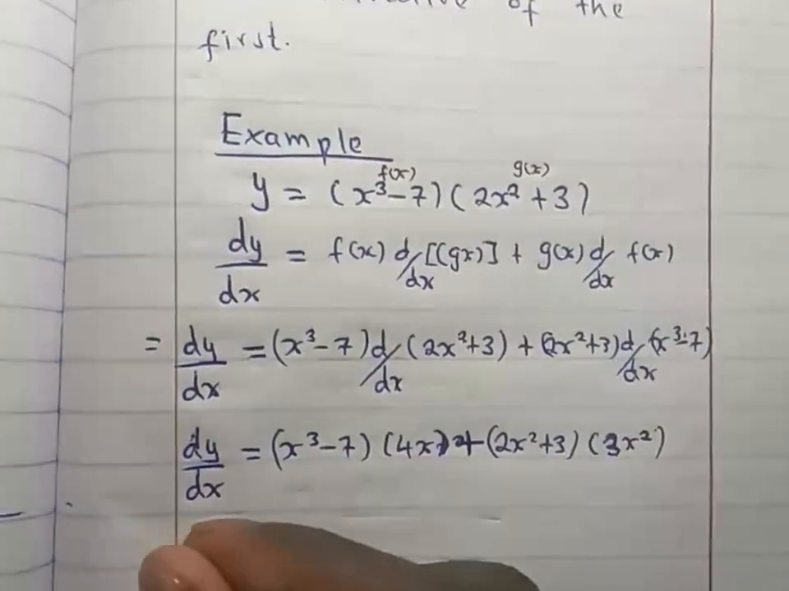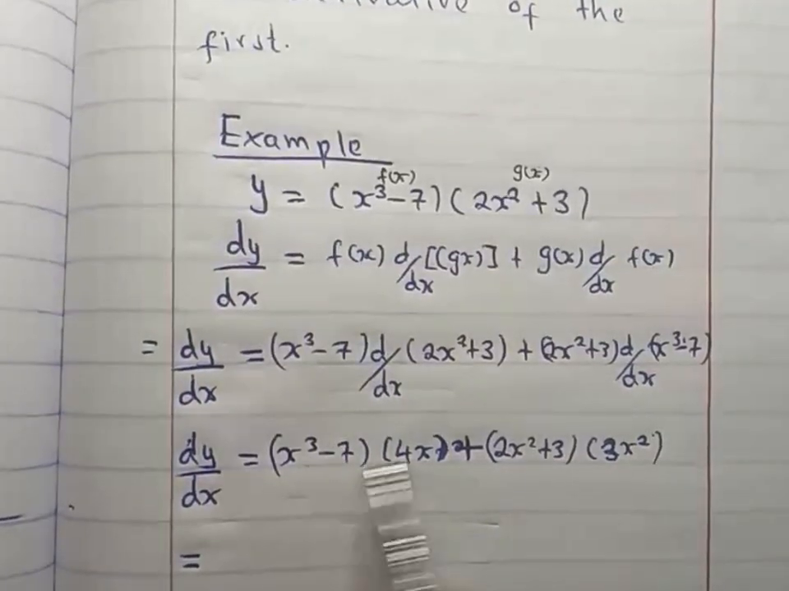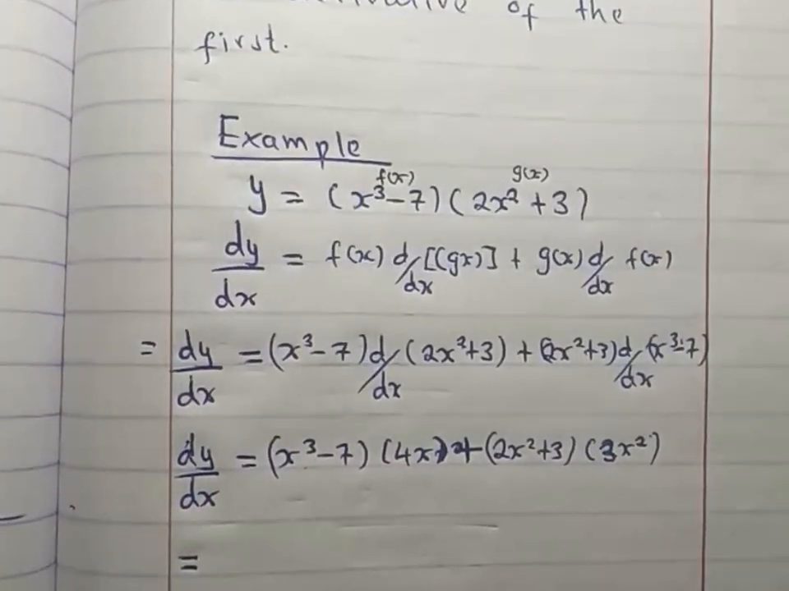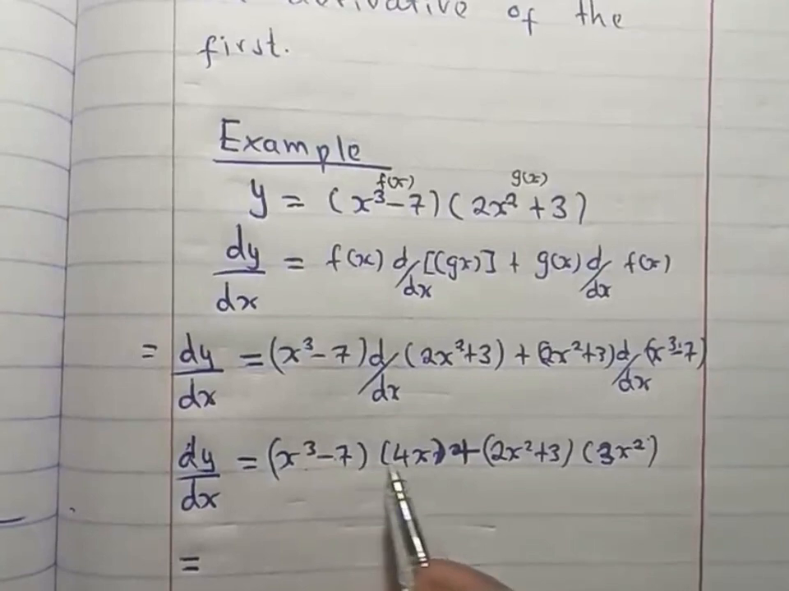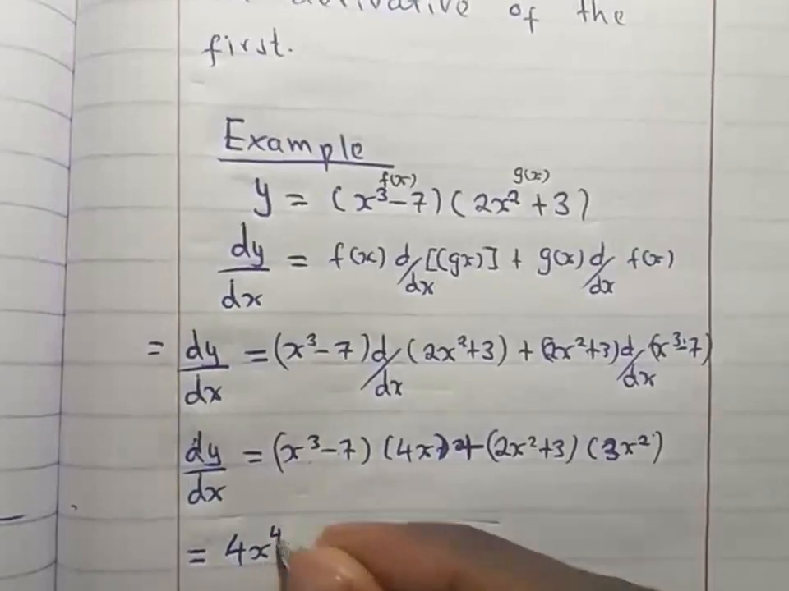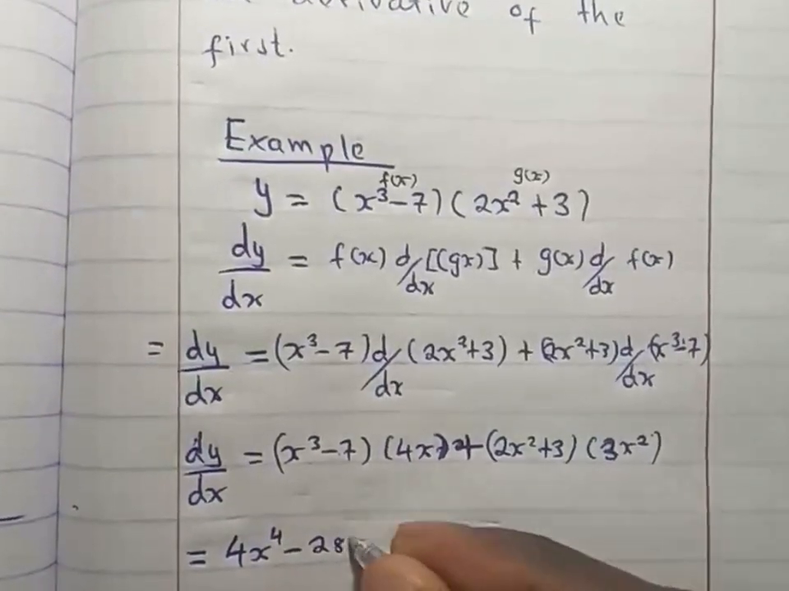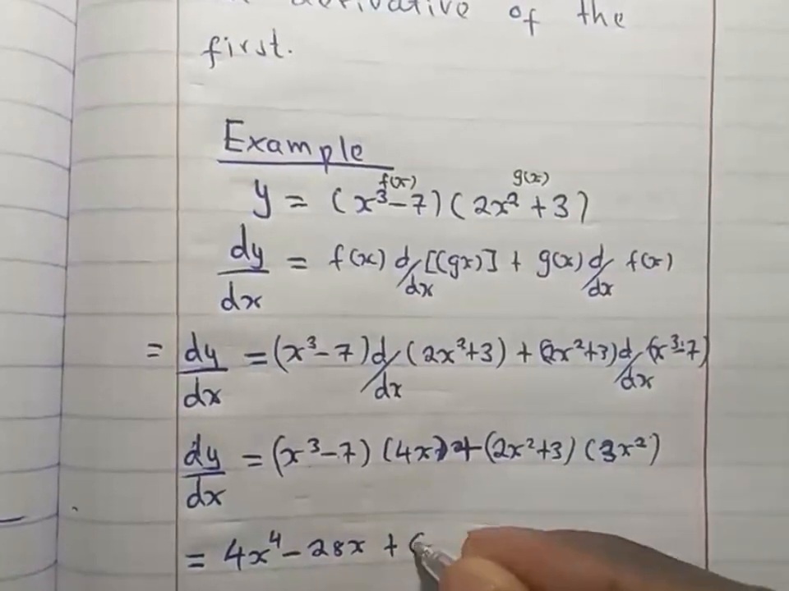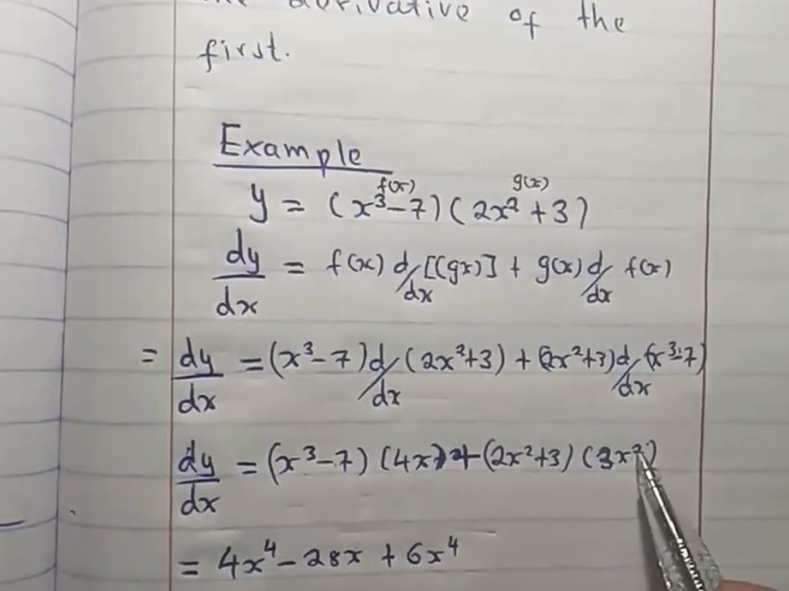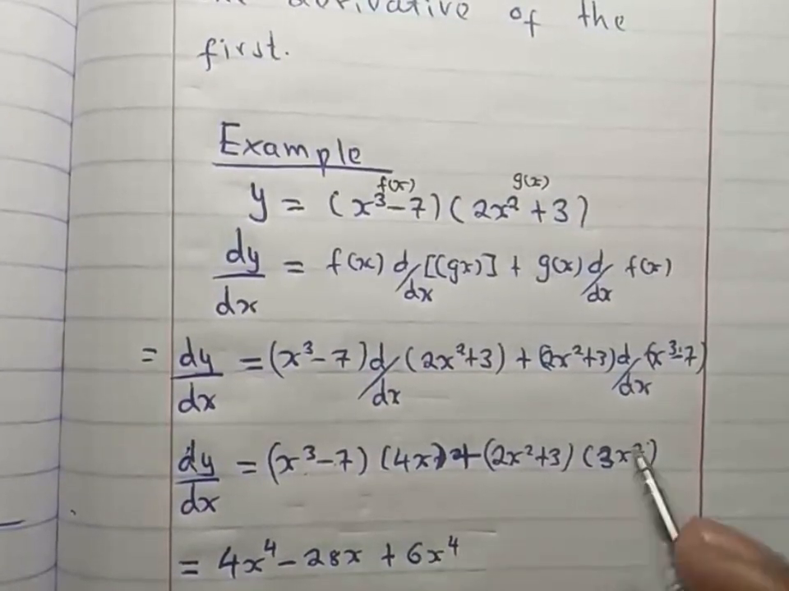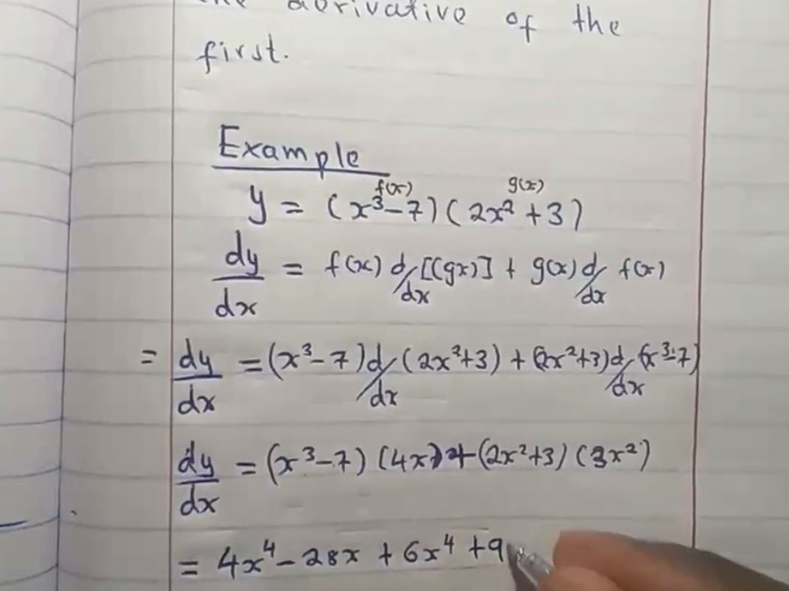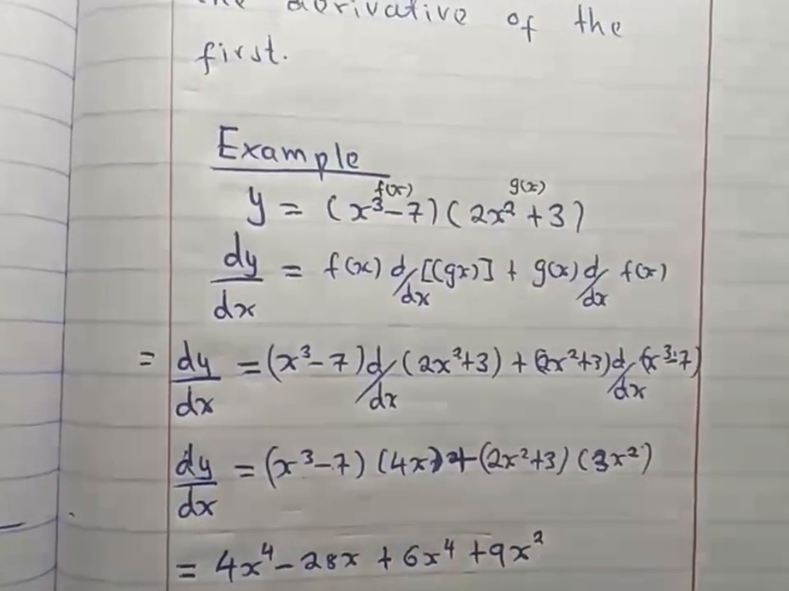From here, we will break the brackets. We will take the first bracket multiplied by the second plus the third bracket multiplied by the fourth bracket. So x cubed minus 7, if we multiply that by 4x, we are going to get 4x to the power 4 minus 28x, plus 6x to the power 4. We are now multiplying 2x squared by 3x squared, you are going to get 6x to the power 4, plus, if you multiply 3 by 3x squared, you are going to get 9x squared.